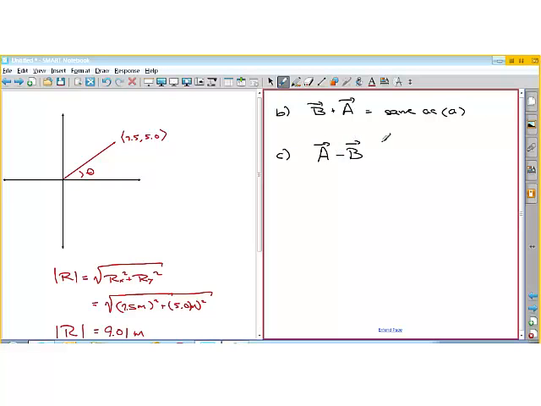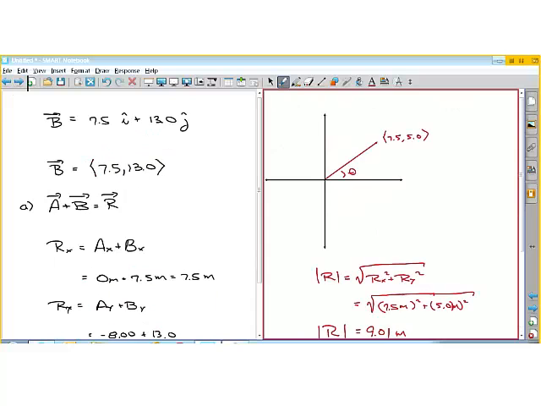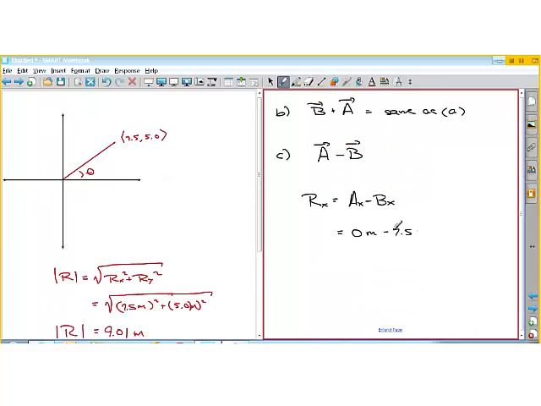So in that case, what I do is I take the components of A and B for my resultant vector. So the x component of the resultant vector is going to be the x component of vector A minus the x component of vector B. The x component of vector A was 0. The x component of vector B was, what was it? 7.5. So subtract 7.5 meters. So the x component is negative 7.5 meters.